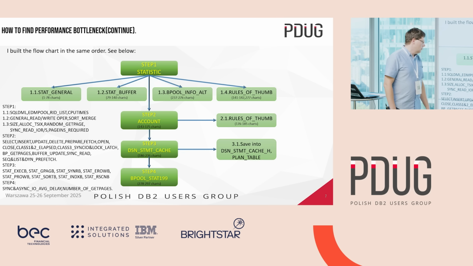Step 3: I build charts from the DSN statement cache with different parameters like statistic, synchronous read, execution times, statistic index, and others.